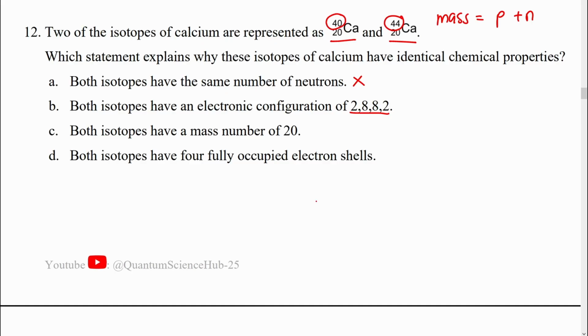Both isotopes have an electronic configuration of this. Okay, so we are taking the proton number or the atomic number of calcium, right? So it's going to be 2, 8, 8, 2. So that's correct. Both isotopes have a mass number of 20. Nope, it's not the mass number, it's the proton number, right? So it is wrong. Both isotopes have 4 fully occupied electron shells. For the first shell, the maximum number of electrons allowed is 2, so this is correct. The second is 8, the third is 8, and the fourth is also 8, but this one is 2. So this one is wrong. So the correct answer here is B.